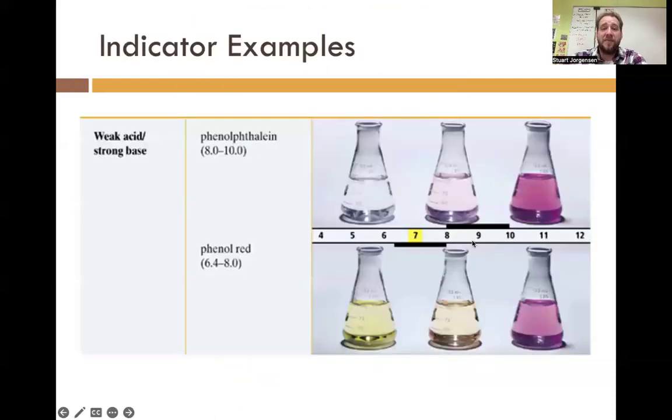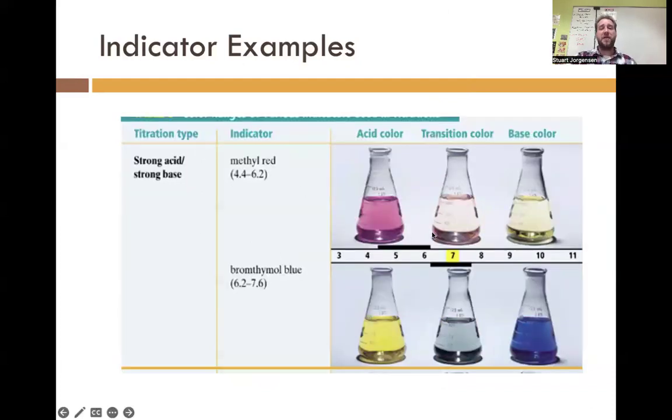Some actual pictures from lab. Here's our phenolphthalein. 7 is our normal neutral. So we really just start to see that color change at pH 8, which is okay. It's pretty darn close. Phenol red goes from yellow to pink. But then what do you call that orangish color, right? Sometimes depending on the colors, it's hard to tell where you are in that transition. And so depending on what we're doing, we've got different indicators for different jobs.